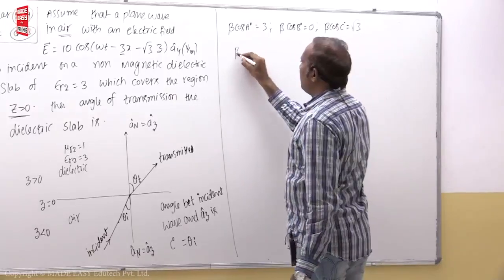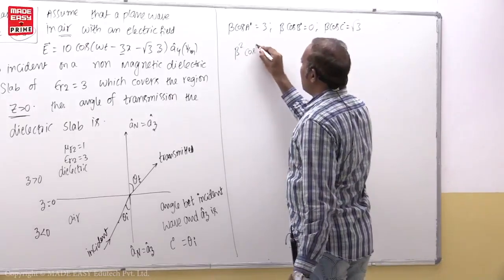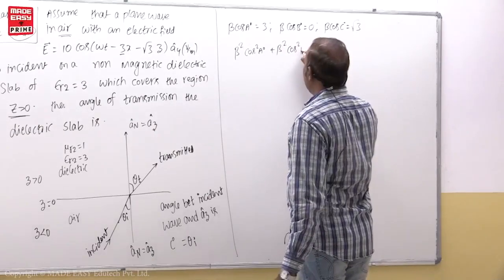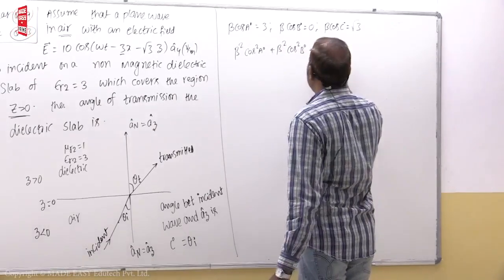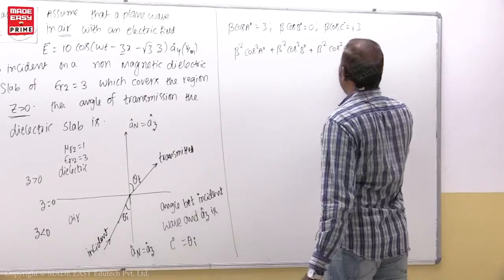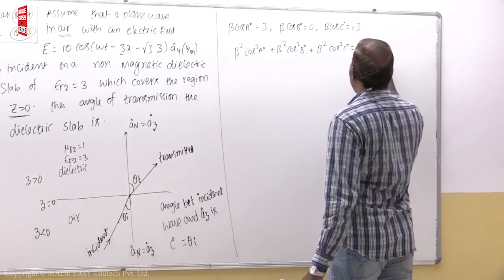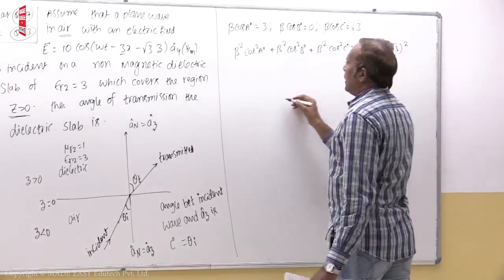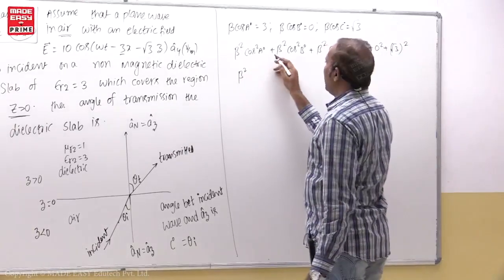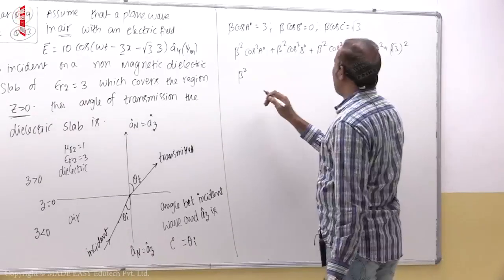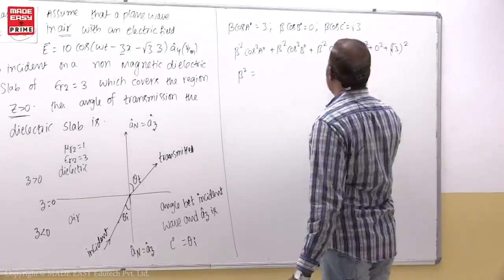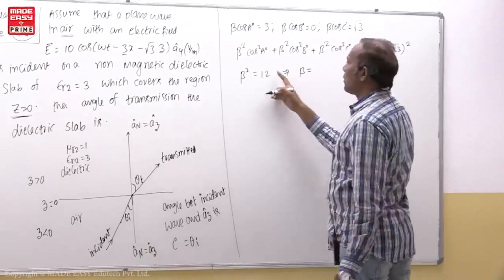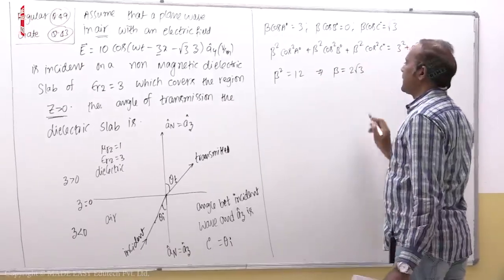Now sum them: beta square cos square a degrees, beta square cos square b degrees, beta square cos square c degrees is equal to 3 square plus 0 square plus root 3 square. Beta square is common here, and cos square a plus cos square b plus cos square c is 1. So that is equal to 9 plus 3, 12. That implies beta is equal to root of 12, that means 2 root 3.